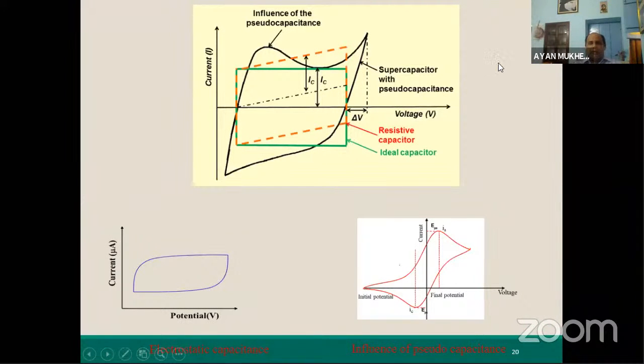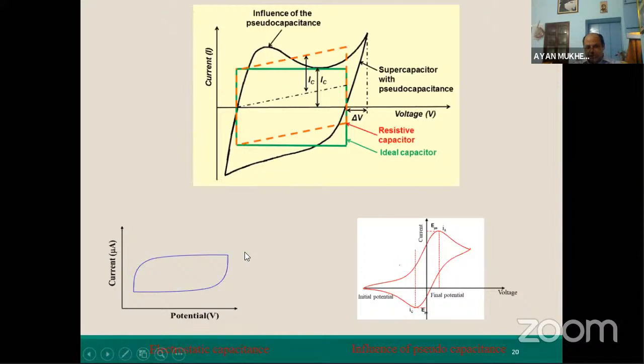Now, how do we know whether a material is of pseudocapacitor or EDLC type? If we do the CV measurement of a material, that is current voltage measurement, then this is the graph. This green graph, that is rectangular, gives an ideal capacitor performance. If the graph is like this red one, then this is an EDLC type of capacitor.